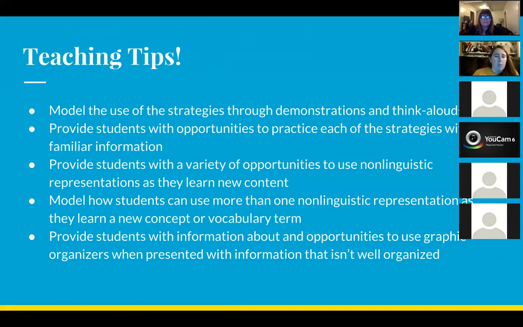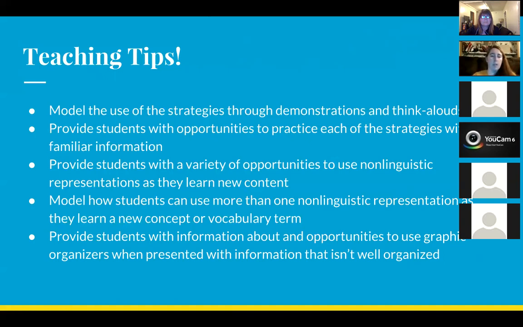Provide students with opportunities to practice each of the strategies with familiar information. I know Lori touched on this a little bit, and it's just important that they're not learning a new concept, such as a new graphic organizer, and learning about something completely new at the same time. They'll be able to understand the process more if they're able to practice with something that they already know.